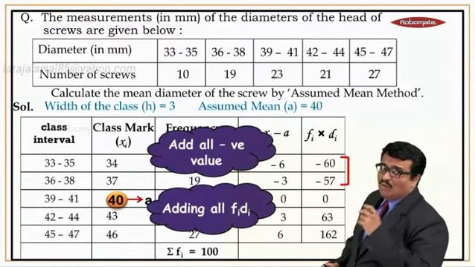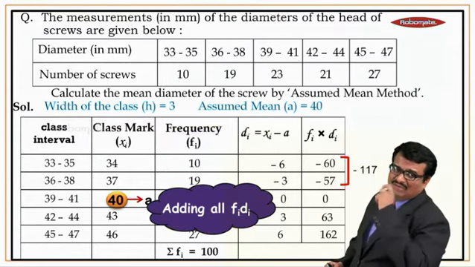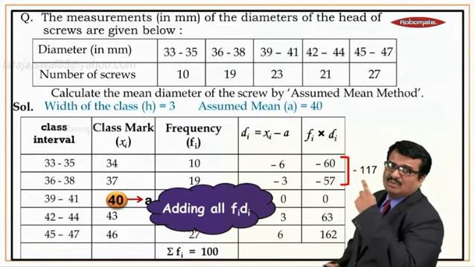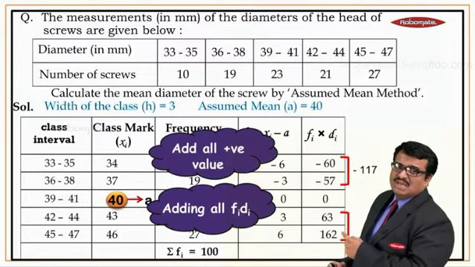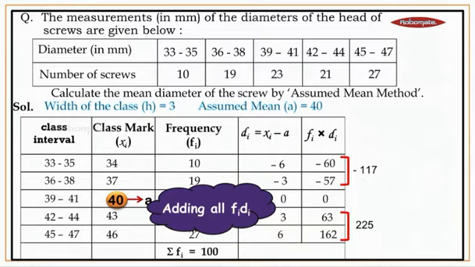How will you add? First we will add the negative values. If you add the negative values, you will get minus 117. Minus 60 minus 57 gives you minus 117. And then you will add these positive values, 63 and 162. If you add up these positive values, you will get 225. And when you add the negative and positive, the sum of fi di we get as 108.